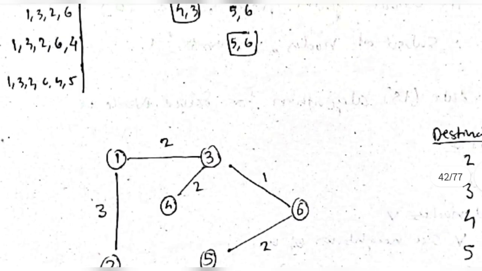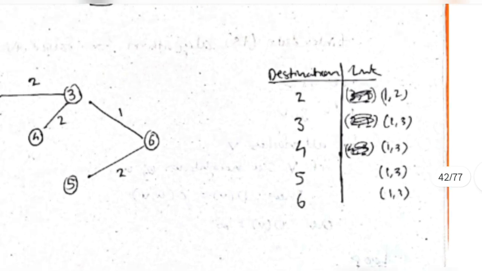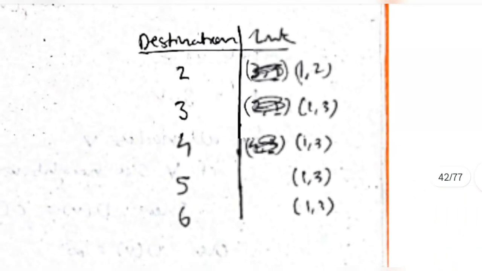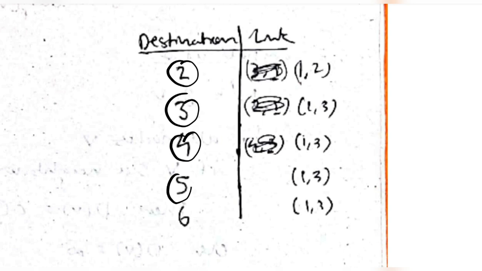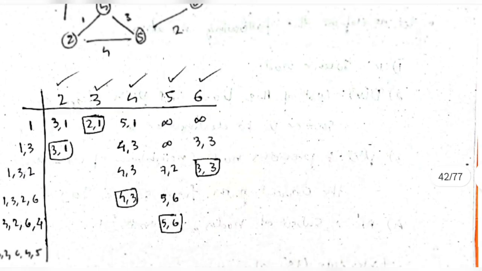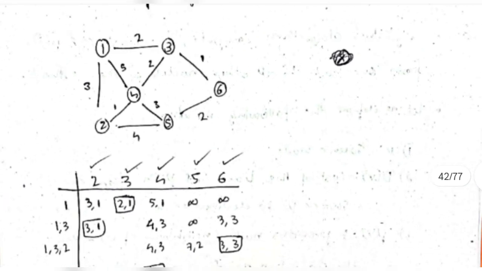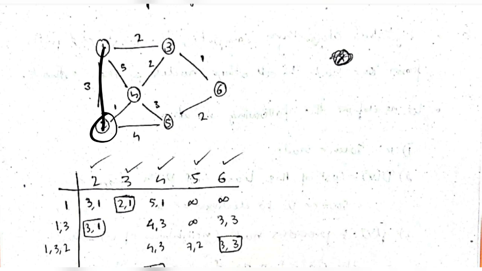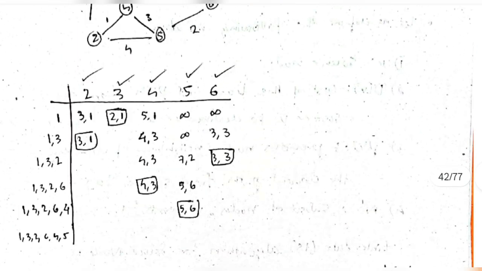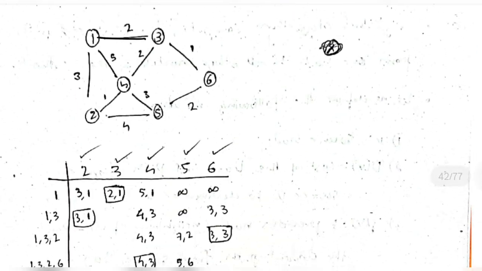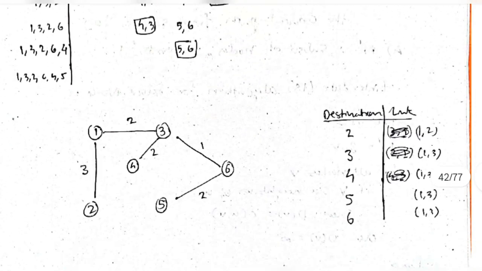That's my answer. Now to make the destination table, you have to write destination as well as link. In destination you will write 2, 3, 4, 5 and 6; except the source node, all the nodes will be written here. Now to reach 2, how did I reach? The path I had chosen is directly from 1 to 2. So I'll write here 1 comma 2. And to reach 3, 1 to 3, so I'll write here 1 comma 3.